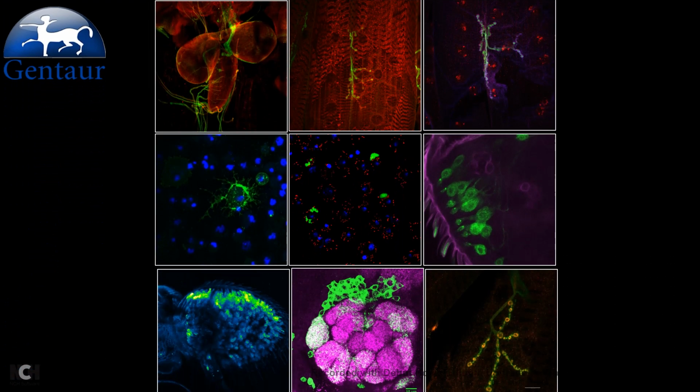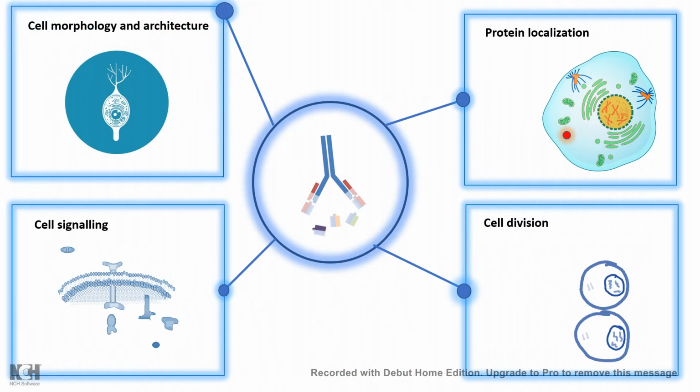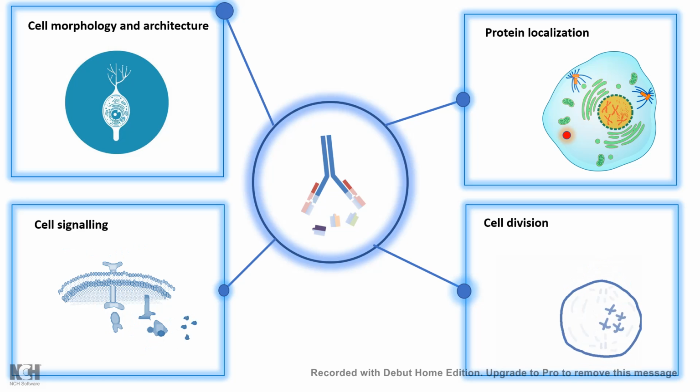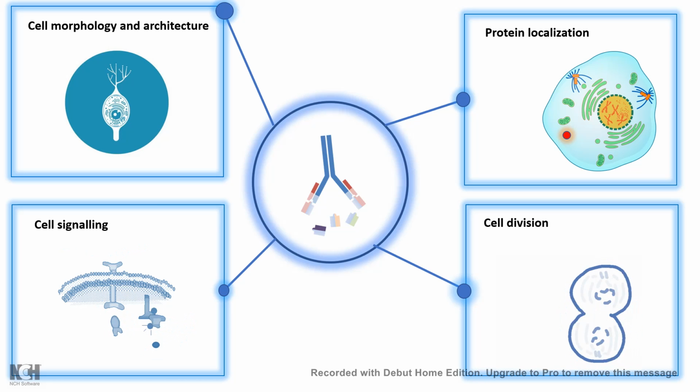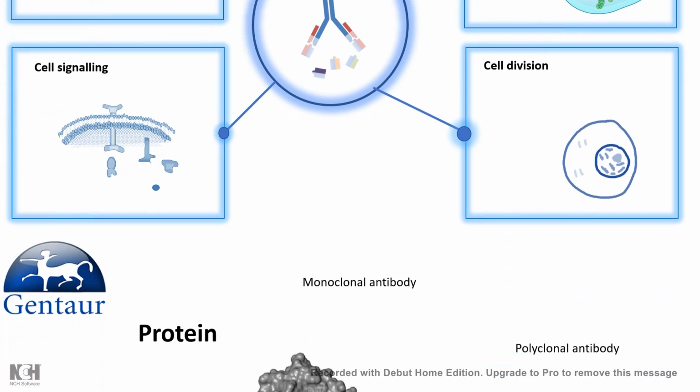And you might be very familiar with these kinds of beautiful images which are the result of immunohistochemistry and are found in scientific publications and biomedical research. But there is more to it. Antibodies and these immunohistochemical assays could be used for a wide variety of applications, ranging from cell morphology and architecture analysis, to understanding protein localization, cell division, and even cell signaling. For a wide variety of scientific usage, these antibodies could be used.